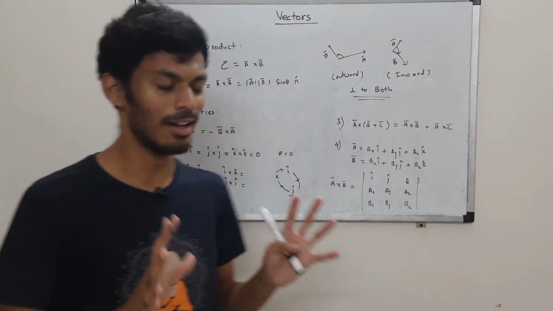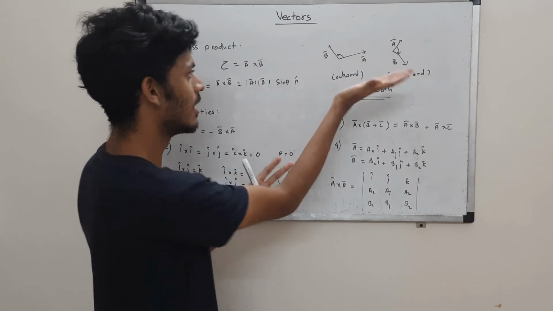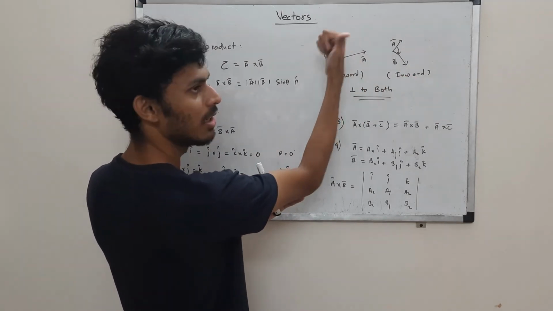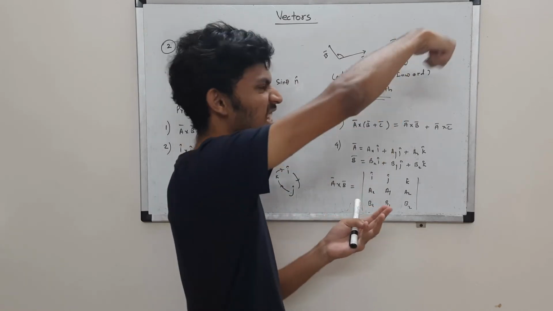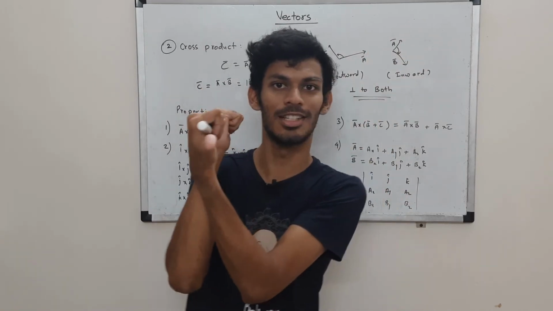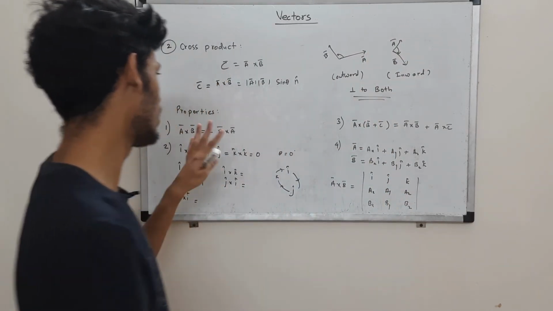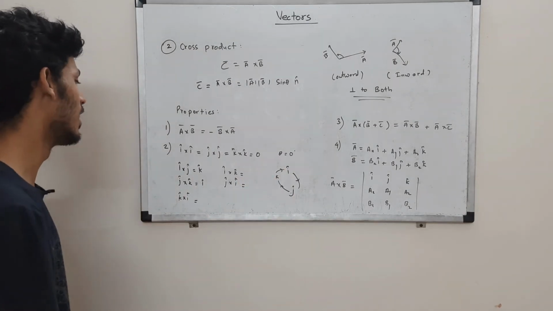Okay, if you can imagine it, here if you see, it is A cross B, outward direction. Here it's like B cross A, inward direction. Those two directions are opposite. So that's why A cross B is minus B cross A.